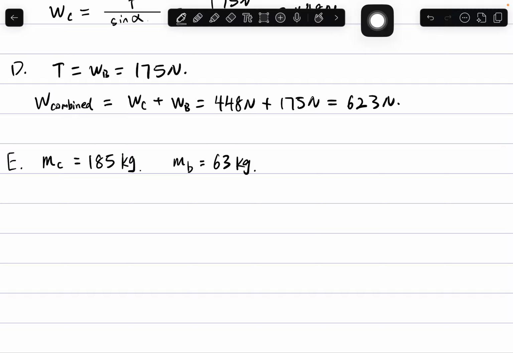And still the same, there's no friction, and we don't count the mass of the cable. And still it says the cart moves downhill at a constant speed.